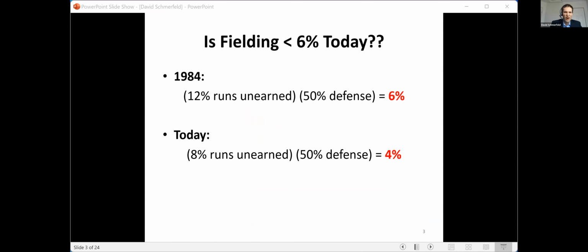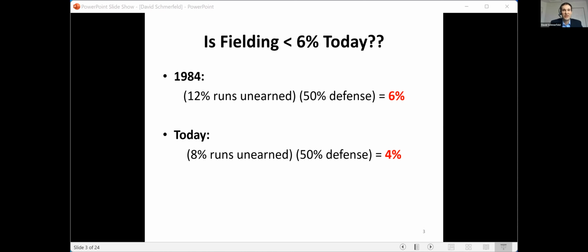So in 1984, when The Hidden Game of Baseball was published, 12% of runs were unearned. Since defense is 50% of baseball, multiply that by a half, and you get the result that fielding was 6% of baseball. Today, over the last 5 full seasons, 8% of runs were unearned. If you do the same math, you get 4%. So does this mean that the value of fielding is only 4% of the game today?